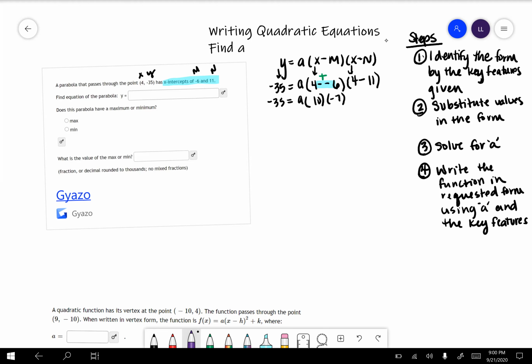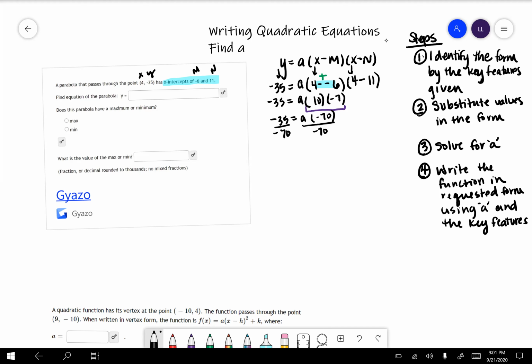We're going to multiply these two terms together, positive 10 and negative 7, and that's going to give us negative 35 is equal to a times negative 70. Now to get a by itself, we need to get rid of the negative 70. Negative 70 is being multiplied by a. In order to isolate a, we need to do the opposite of multiplication and divide by negative 70 on both sides.